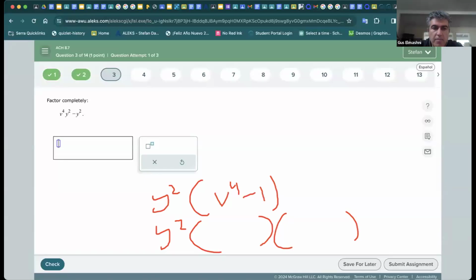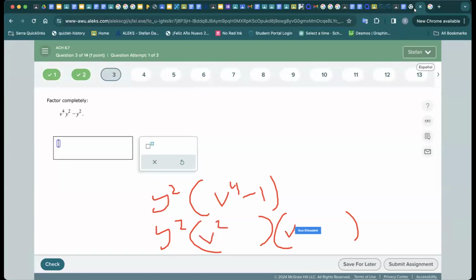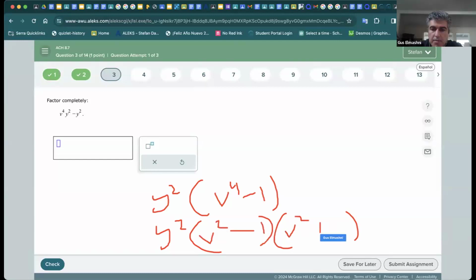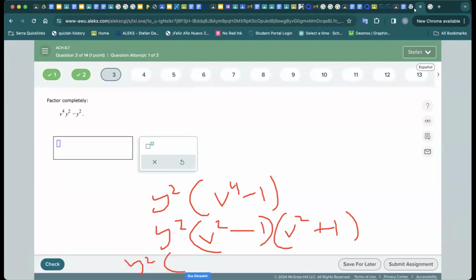Yeah, so then you do this. Yeah. V squared, negative 1 plus 1. And we can go even further because it said completely.